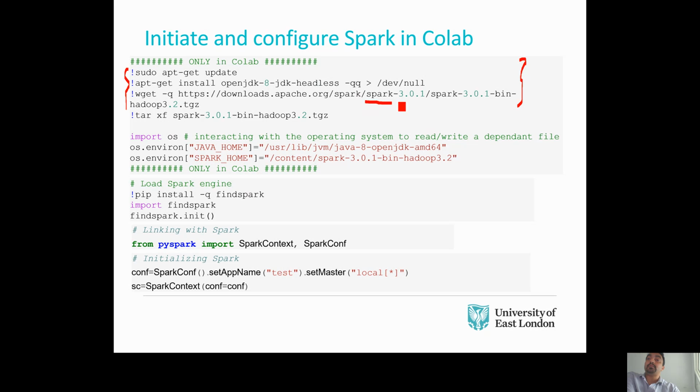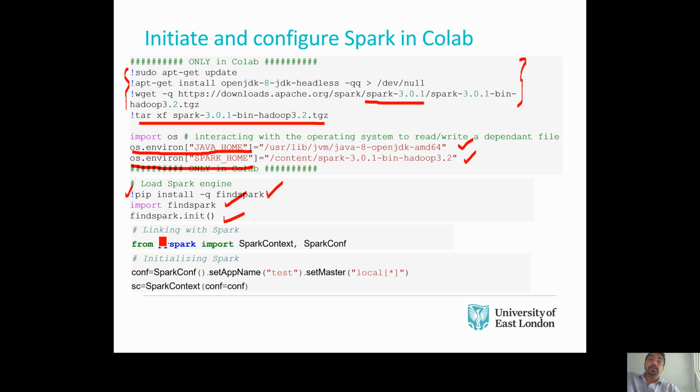In this case, we are setting up Spark version 3, the latest version. Then we have to unzip it. Then we have to import OS, here meaning operating system. Since I want to read and write dependent files in the operating system in Colab, like these environments, I have to import it and then set them up, saying okay, I'm going to use this Java 8, and I want to use this Spark 3 as the Spark Home and Java Home. Then I have to load the Spark engine. So pip is going to download and install this findspark package. And then you can import it and start your Spark.